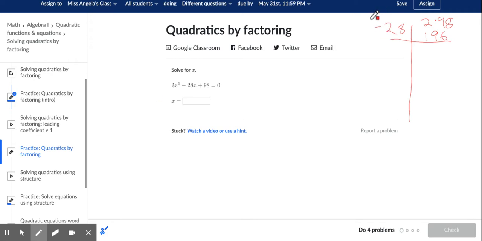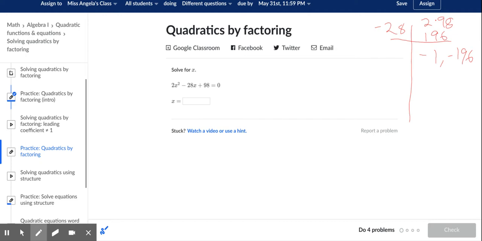Remember to put your signs so that you make sure you have your correct positives and negatives. We want two things to multiply to a positive number and add to a negative number, so both of our factors are going to have to be negative. So let's start listing factors. It could be 1 and 196, or negative 1, negative 196, but that's clearly too big. So let's go a little bit bigger on our numbers.